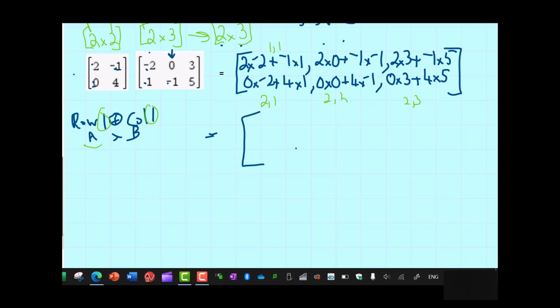So in position 1, 1, we had 2 times -2, which is -4. -4 minus 1 is -5. And no, you shouldn't really put commas in there. I was only doing that in the working to separate the working. Don't put commas in matrices. Position row 1, column 2 is 1. And the final one on row 1, 2 times 3 is 6, minus 5 is 1. In the second row we have 4, -4, and 20.